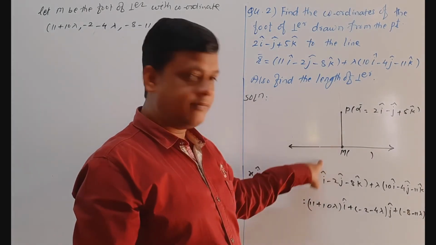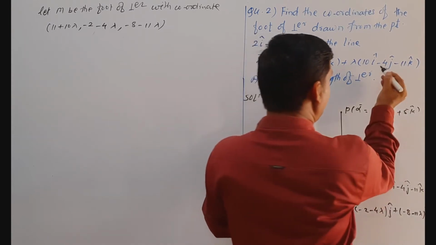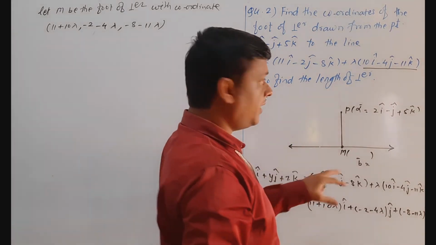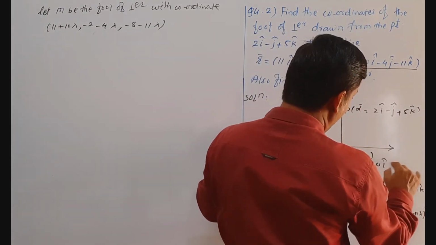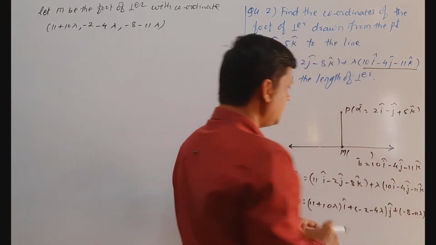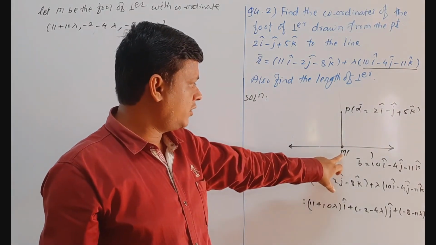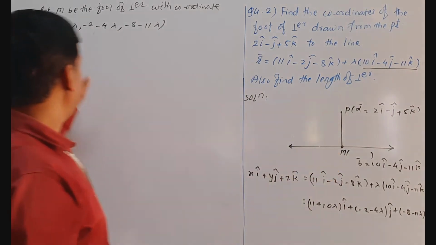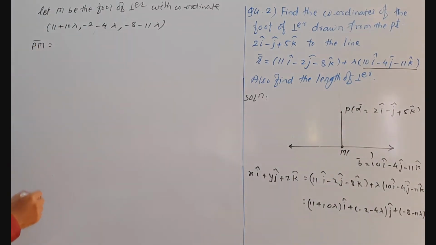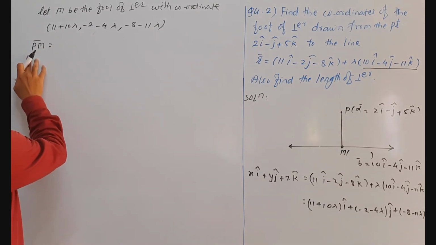Now this PM is perpendicular to this line, and this line is parallel to this vector, which we consider always vector B. So B bar equals 10i minus 4j minus 11k. Now we can find the vector PM once we know the coordinates of point M, which we write here. Vector PM equals the position vector of M minus the position vector of P.